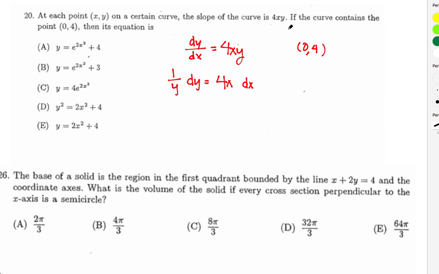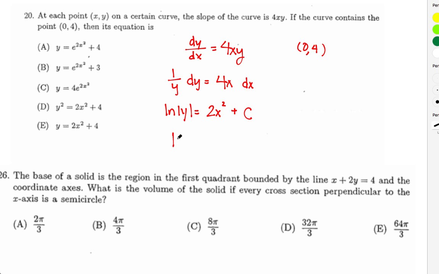And so see, in this one, they're actually asking you to find the curve. They're not asking you to find something about the equation of the tangent line. So that is your key, that you need to separate the variables. So the antiderivative of 1 over y is ln absolute value of y equals 2x squared plus c.